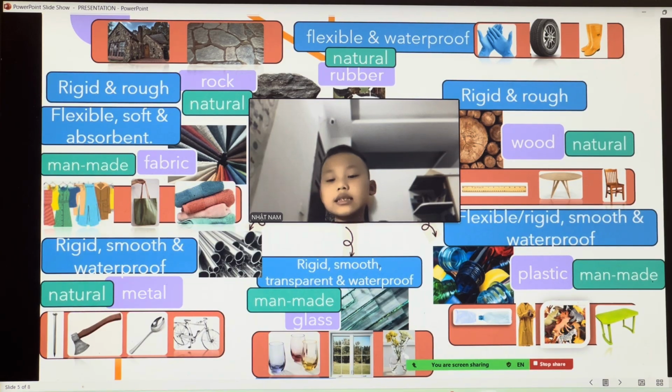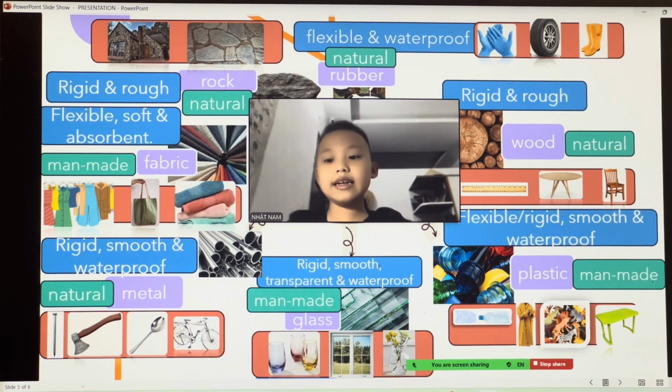The third material is glass. Glass is a man-made material because we use the sun to make glass. Glass is rigid, smooth, transparent, and waterproof. There are many things made of glass, for example, the cup, the window, and the vase.